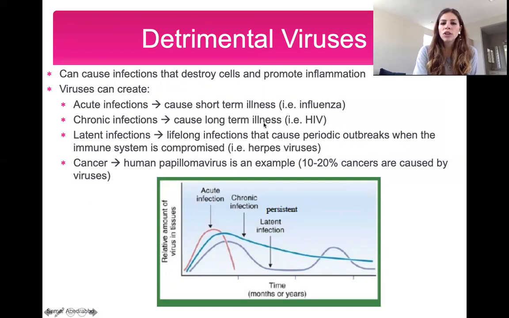Chronic infections are long-term illnesses. So they're viruses that cause infection for a long time. You can have an infection for years. Latent infections are lifelong infections that cause periodic outbreaks. So an example of a latent infection, there's a few herpes viruses. One of the herpes viruses causes cold sores. So they're the little pimple things near your mouth.